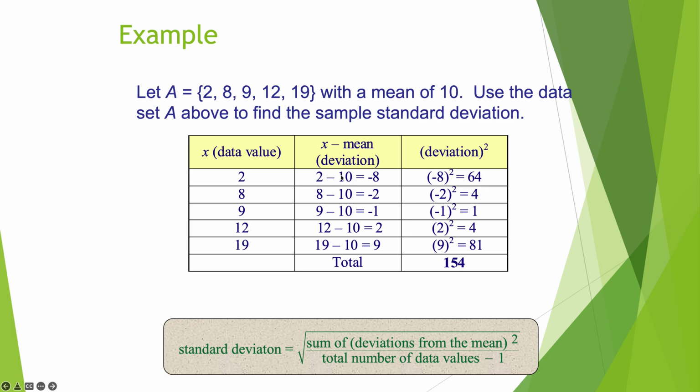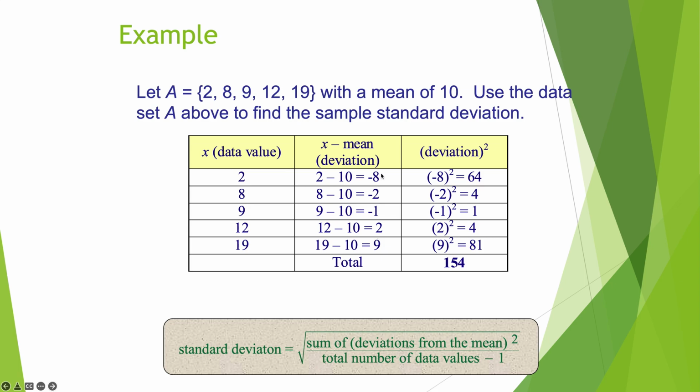What we're going to do here first is this. Here are the data values, just 5 values: 2, 8, 9, 12, 19. And the mean of this set of data is 10. So in each case, you do what it says at the top of the column, x minus the mean. So 2 minus 10, because the mean is 10, is negative 8. 8 minus 10 is negative 2. 9 minus 10 is negative 1. 12 minus 10 is 2. 19 minus 10 is 9.